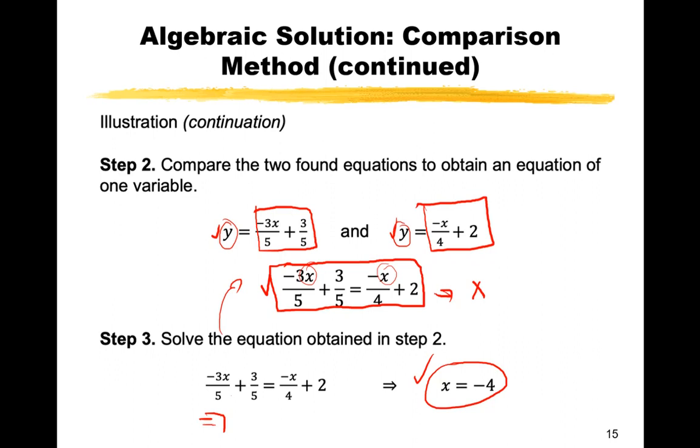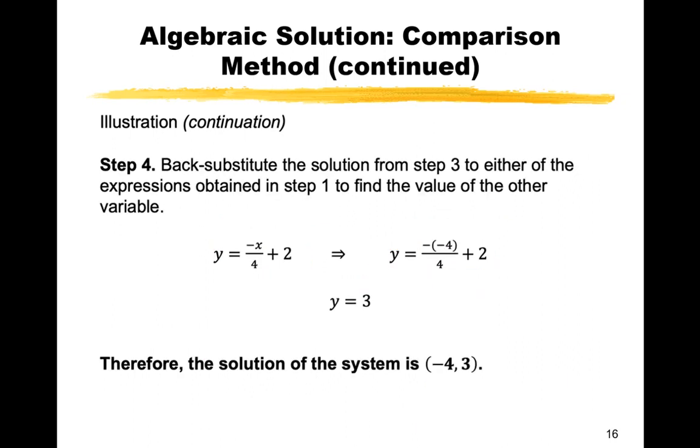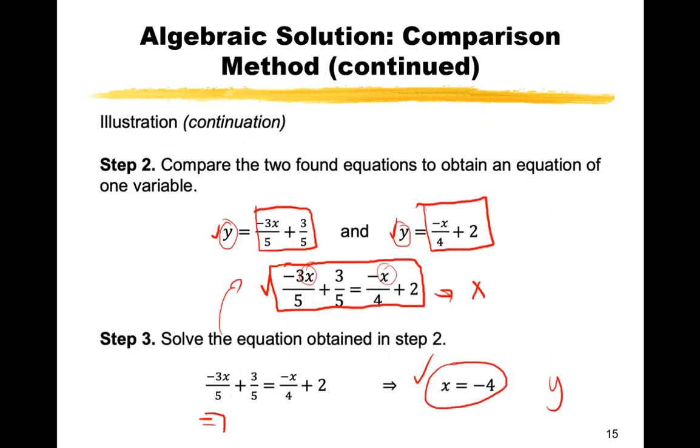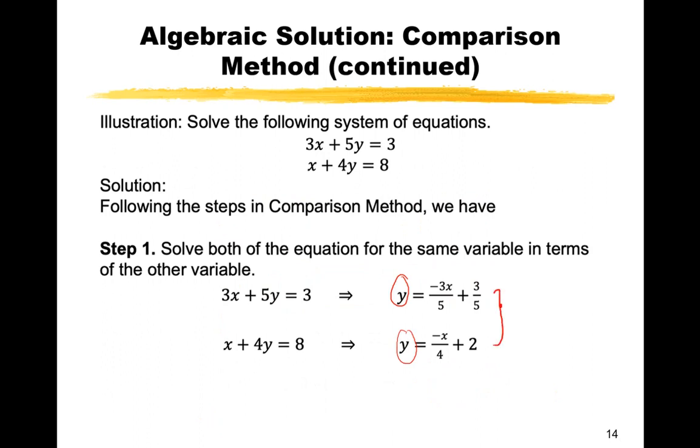Now that you have found the value of x, ano pa yung kulang sa atin? Of course, the value of y. Ngayon at meron na kayong value ng x, you can readily solve for the value of y. Ngayon, ang step 4 kasi natin, back substitute the solution from step 3 to either of the expressions obtained in step 1. So, ibig sabihin, itong value ng x equals negative 4, pwede nating isubstitute to any of these two in order to get the value of y. Okay? Kahit alin dito sa dalawa, pwedeng itong nauna or pwede itong pangalawa.